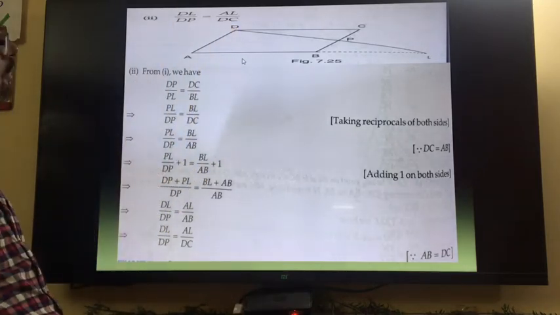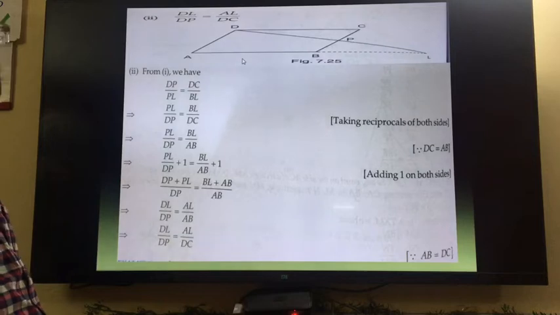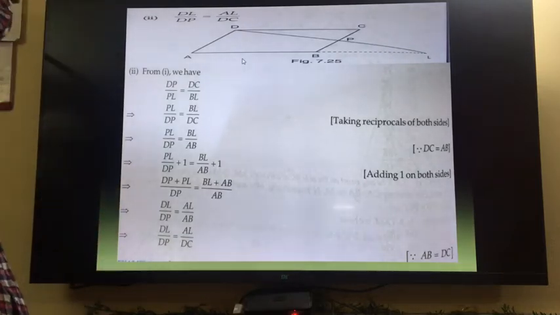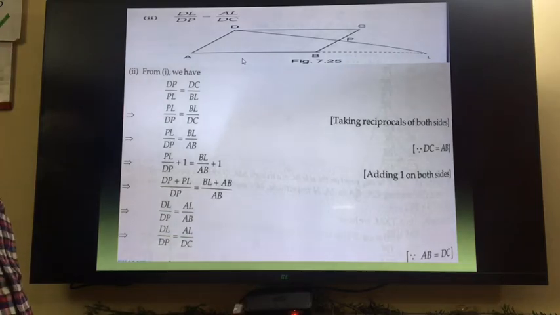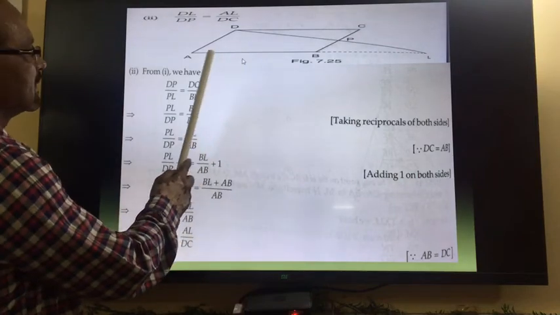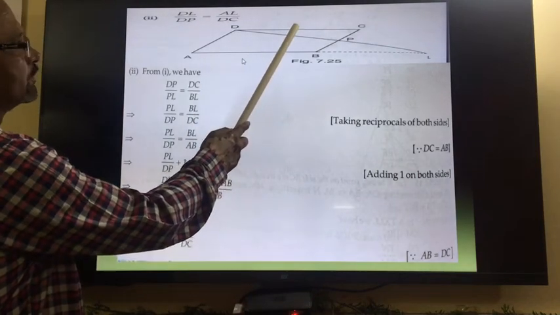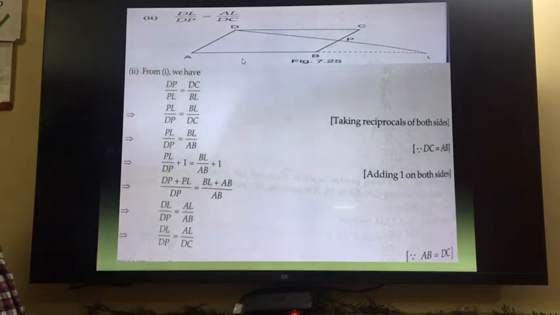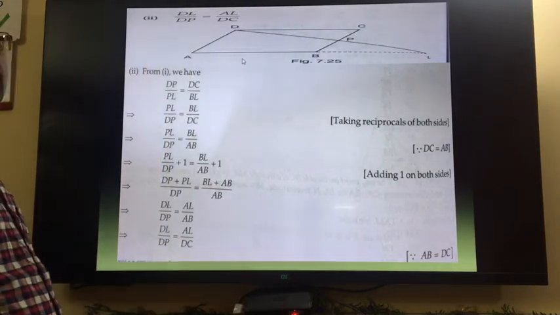So both the parts are of higher order. So please do it carefully. It is a good question, a little bit difficult, only how to convert. Otherwise, application of the theorem is the same. This is a little bit difficult. Why? Because only in the conversion, in place of AB we have to write DC, and in place of DC we have to write AB. Only this is the important point, and the question will be easy for you.